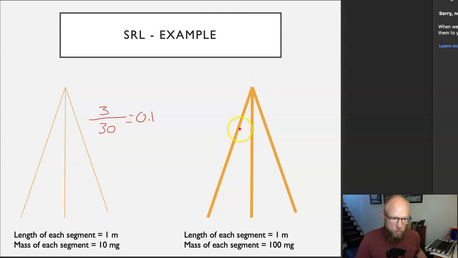This root system over here, again, each length of the root system is 1 meter, but each section weighs 100 milligrams. So in this case, we have 3 divided by 100. And this gives us 0.01. All right? So the one on the left has a higher specific root length. Relative to how much biomass it invested, it has a lot more length.